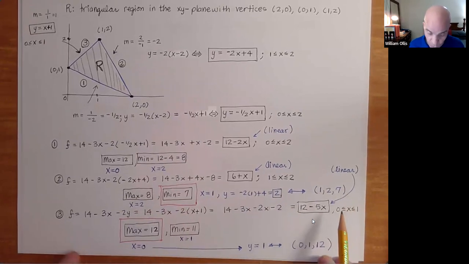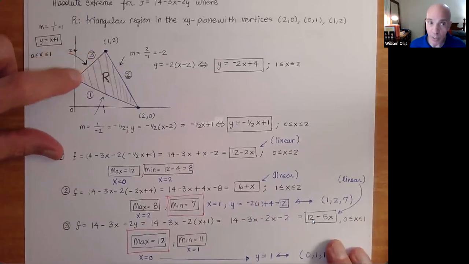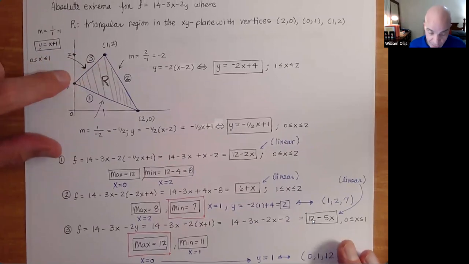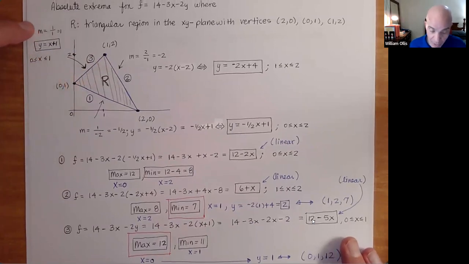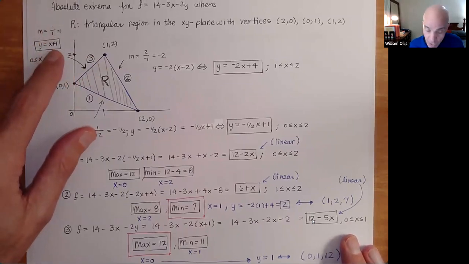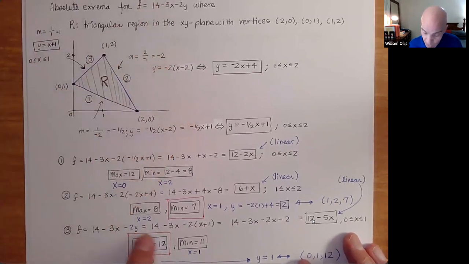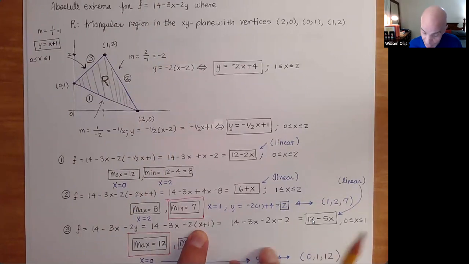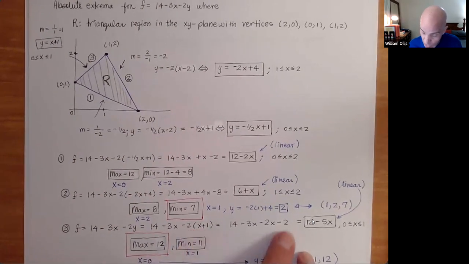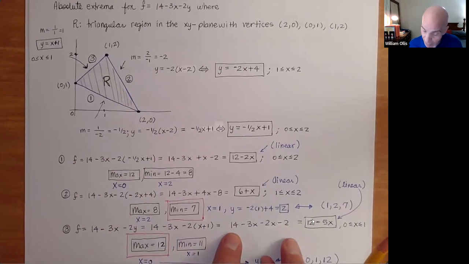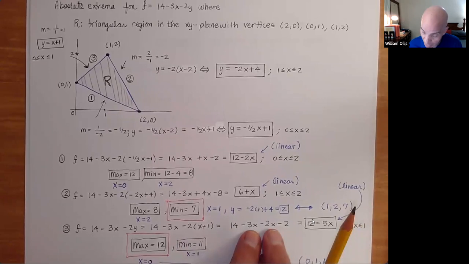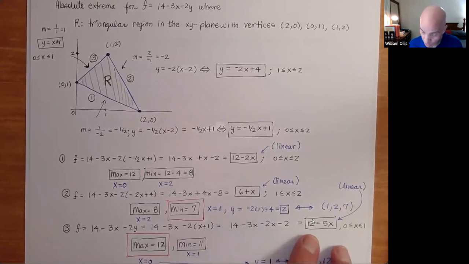Okay, let's move to 3, the other component of the boundary. Again, in this case, we have a rise over run, as I said before, equal to 1, and we ended up with y equal x plus 1. So now we just substitute into the function. Again, we have negative 2 times x plus 1. That gives us a negative 2x minus a 2. And then when we combine like terms, we have a negative 5x and we have a 12.